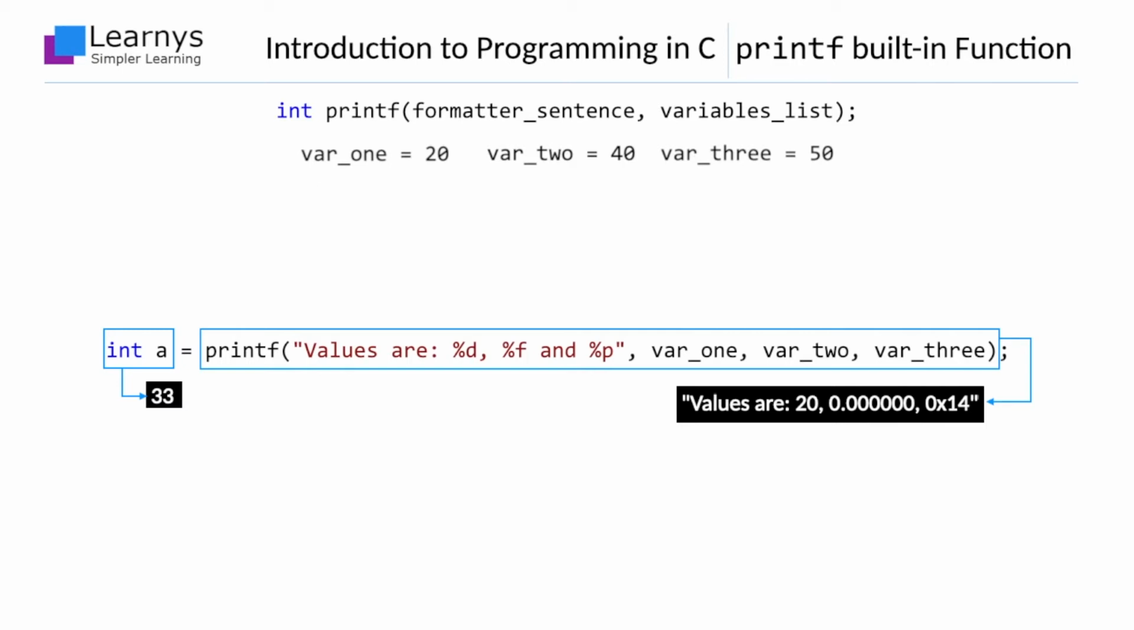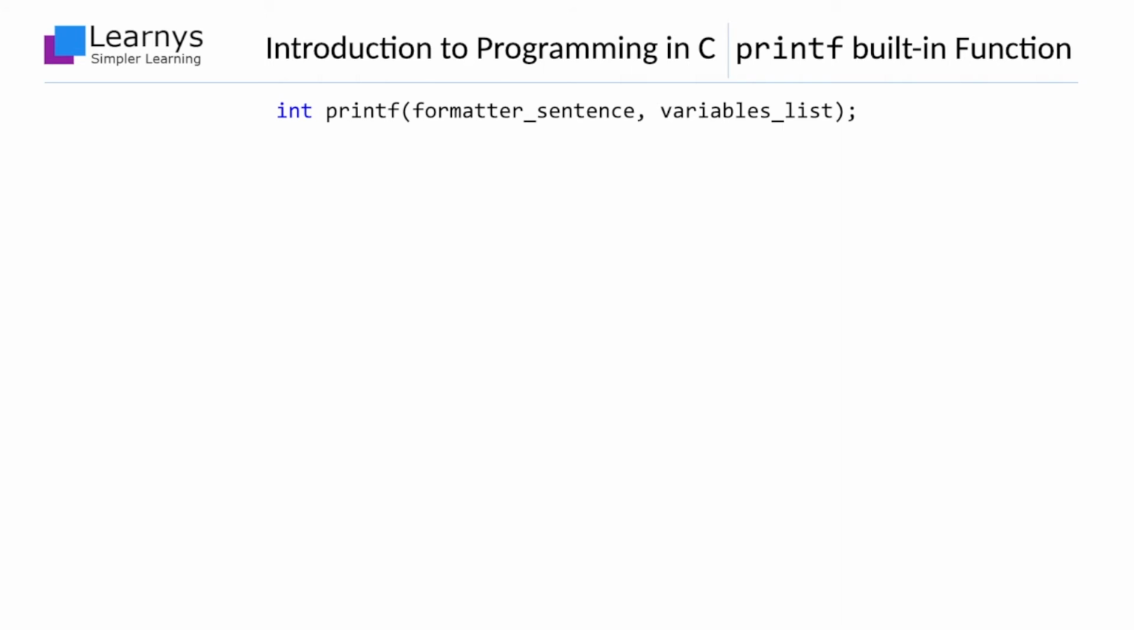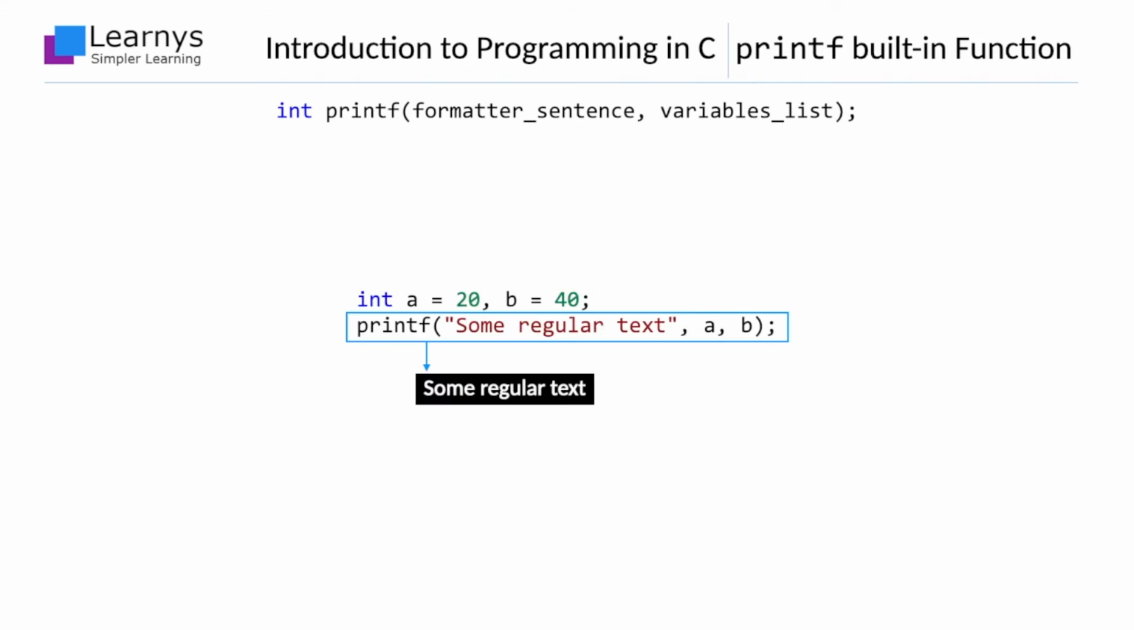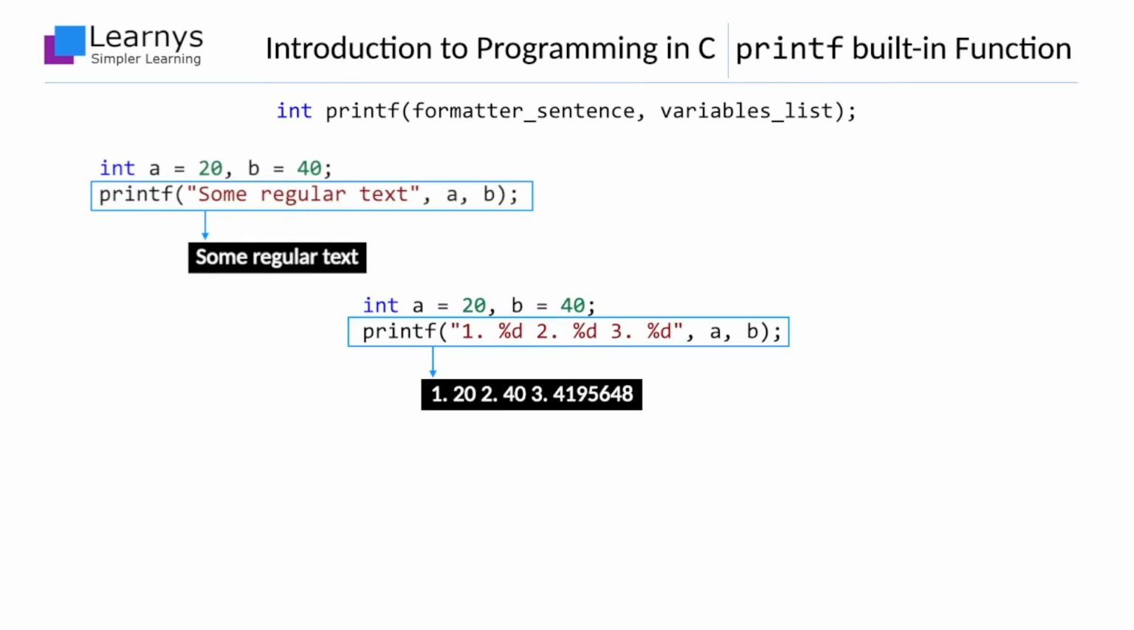Let us quickly see a few more examples. Since the formatter sequence does not have any format specifier embedded in it, this call will print the formatter sequence as it is and will return 17.